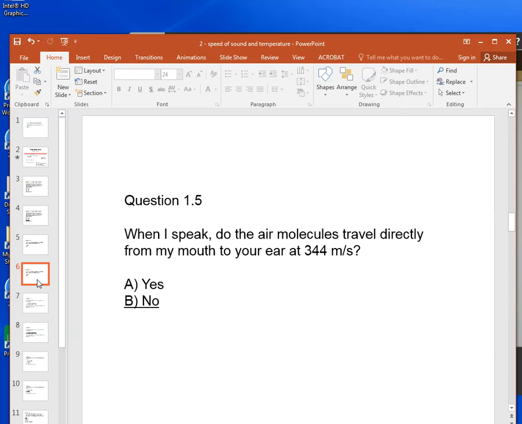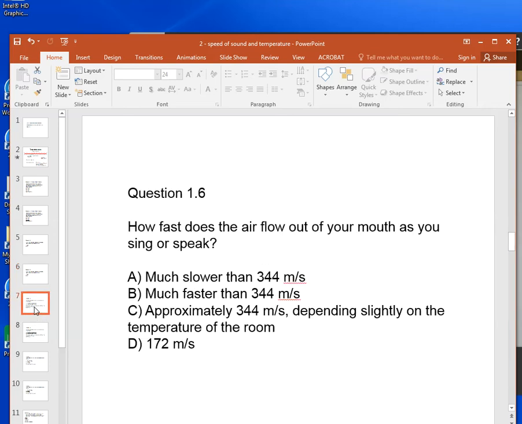but there's still some motion that happens on the other side. You can keep that analogy of bumper cars in mind. You're getting a lot closer to what's really happening when sound is propagating. Okay. So that begs the next question: how fast does the air actually flow out of your mouth as you sing or as you speak?